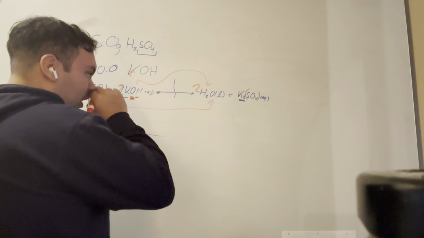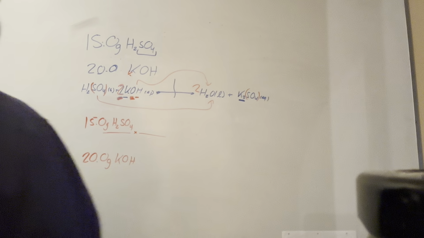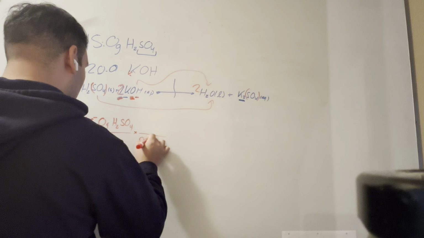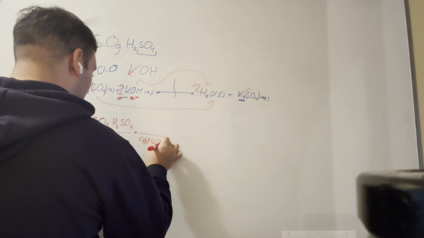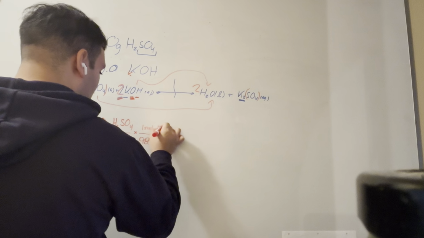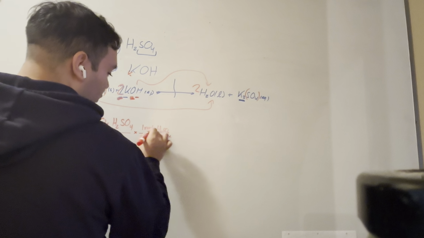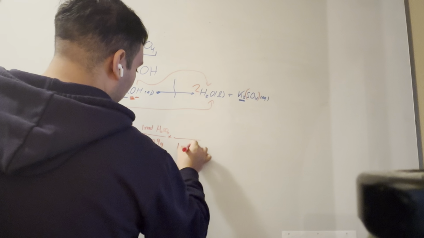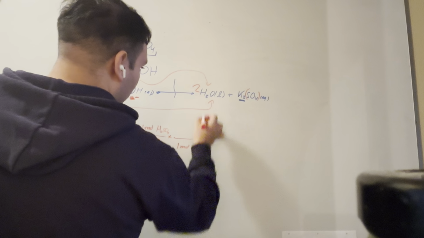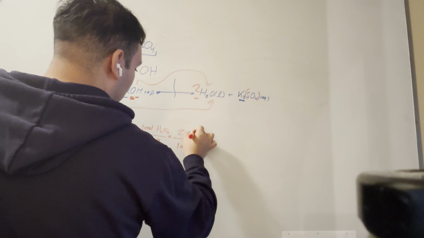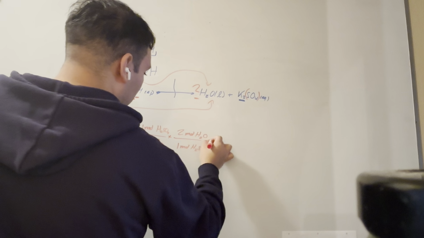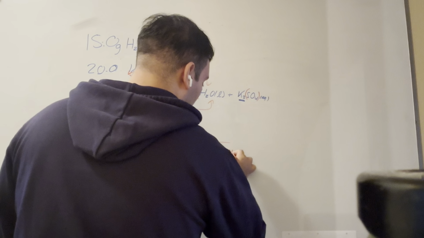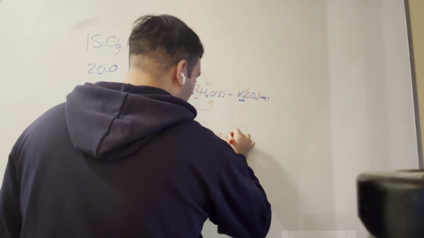In this case, we have sulfuric acid. How do we go from grams to moles? We use the molar mass, 98 grams per 1 mole of sulfuric acid. How do you go from moles of a reactant to moles of a product? The mole ratio. There is 1 mole of sulfuric acid for 2 moles of water. And then in 1 mole of water, you have 18 grams of water.